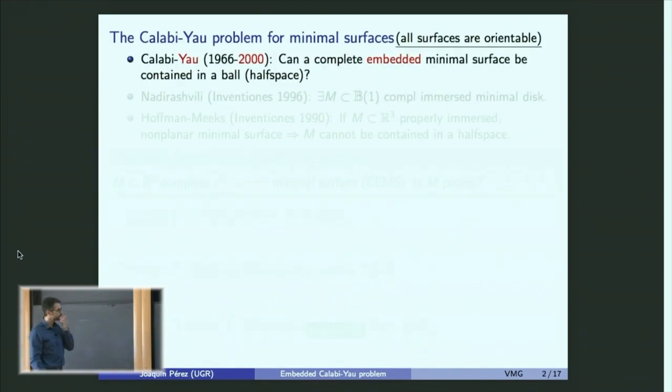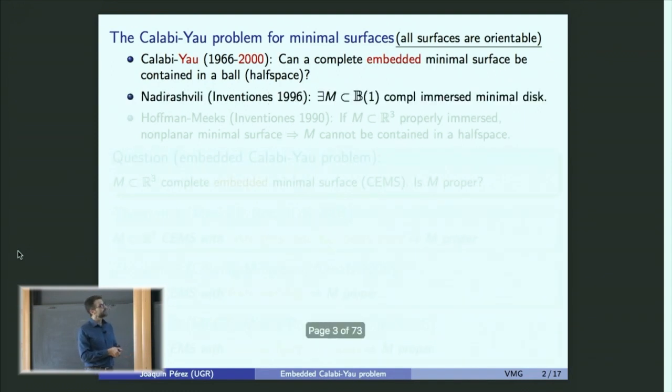So let me go directly to posing the problem. All surfaces will be orientable for me. And Calabi, the year I was born, posed a question if it's possible to immerse a minimal surface in a complete way inside, say, a ball or half space. Okay? Well, Jorge and Xavier proved that you can do it in a slab, actually, and Nadirashvili, in a very famous result, showed the existence of a complete immersed minimal disk in a ball, right? And then Yau came and added a word, the word embedded, which is there in red, no? Right? In 2000, to the question, and the question in this setting remains open so far.